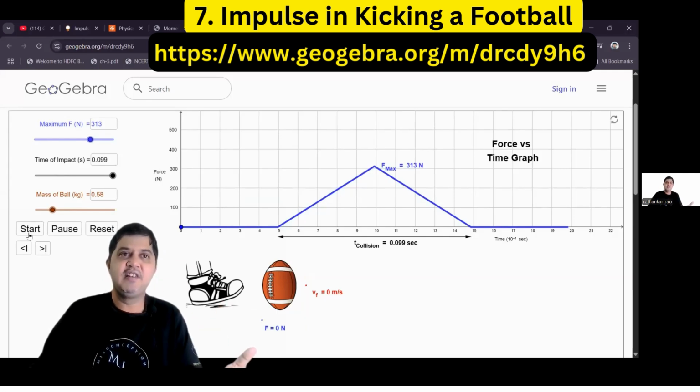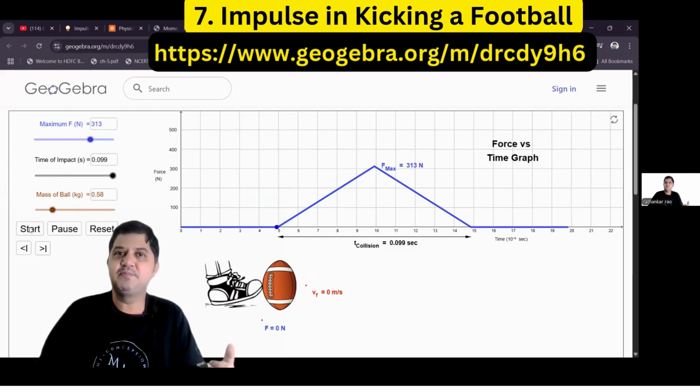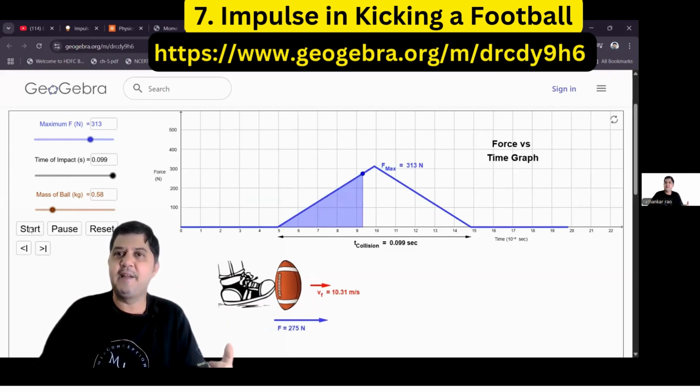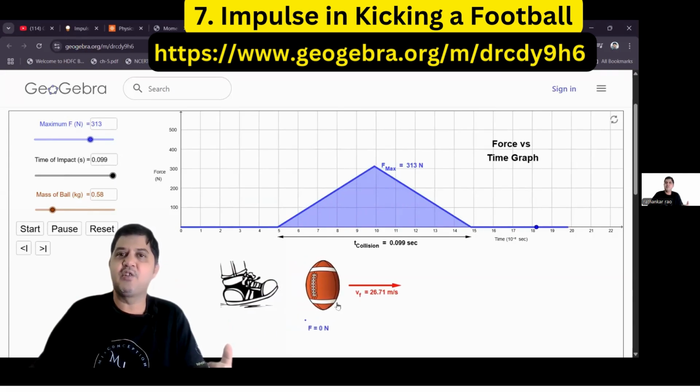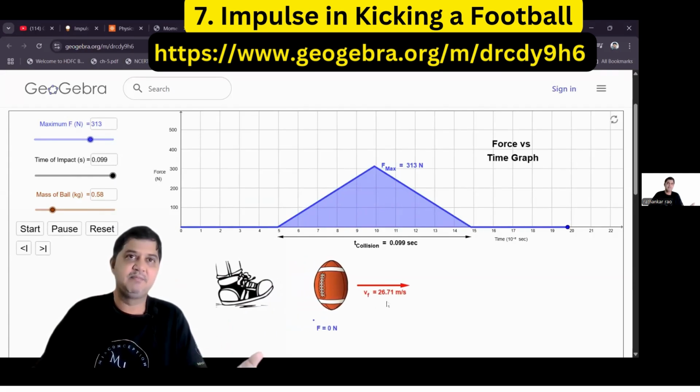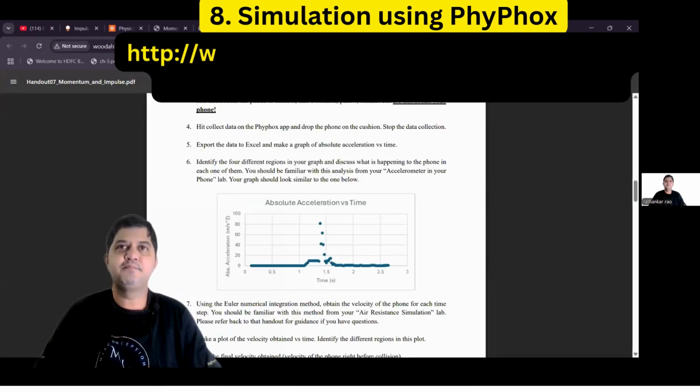Let me click on this. So earlier it was somewhere over here. Now the time of impact, I have nearly kept it at 0.099 or 0.1 second. When I do this, what is the maximum speed it goes? The maximum speed it can go is around 26.71 meters per second. This is the maximum speed, right? Okay, now let me move on to the next one.